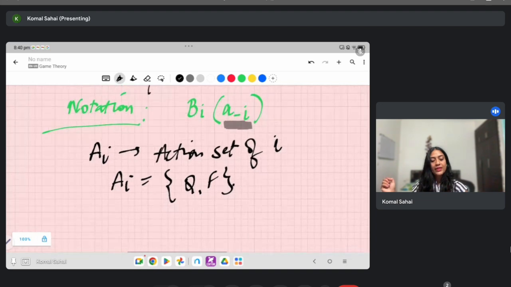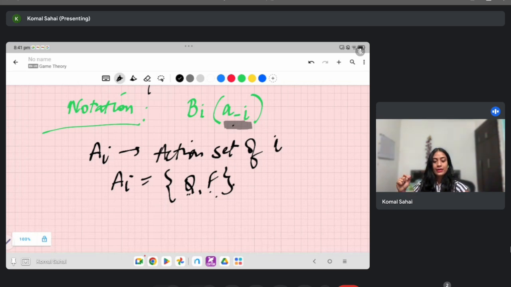तो सामने वाले प्लेयर का जो एक्शन है, उसके बेसिस पे this function will come up with an action from the action profile of player I. Okay, so the argument in the function is the action of other player. This function maps other player's action to my own action.